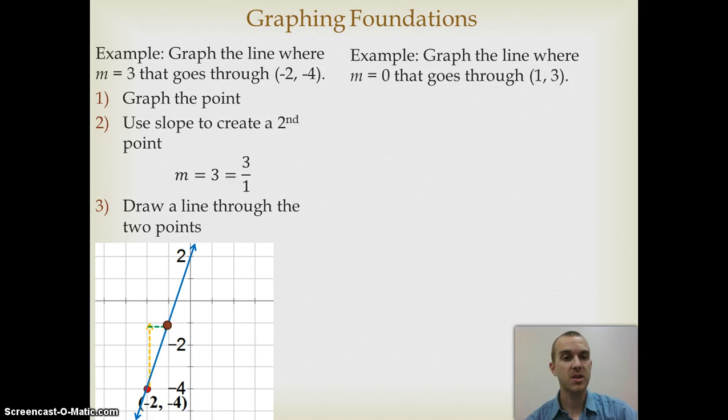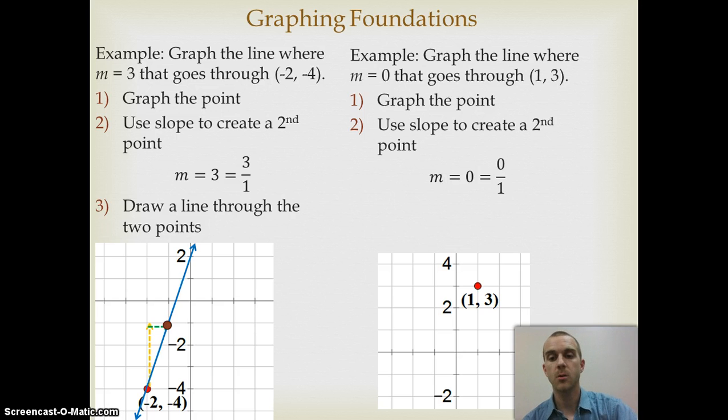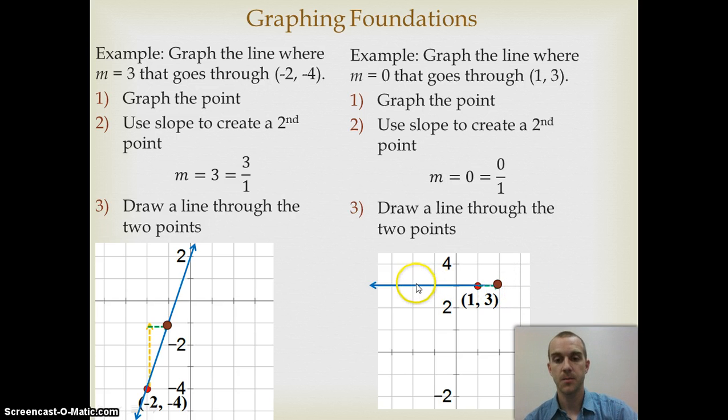Here's another example. Say my slope was 0, which is a little bit different case. So I'll plot that point of 1, 3. So I'm going to rise 0 and run 1. So I'm not going to rise at all. I'm just going to run to the right 1. And I draw a line through that. And there again, horizontal line. So you can see that a slope of 0 creates that horizontal line.